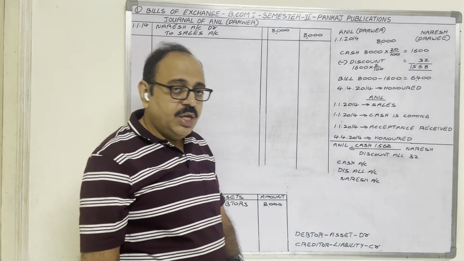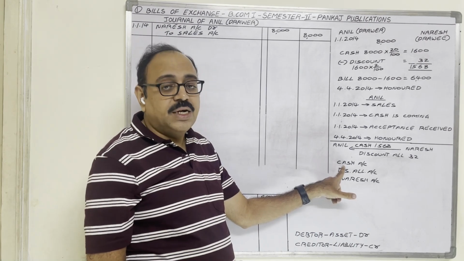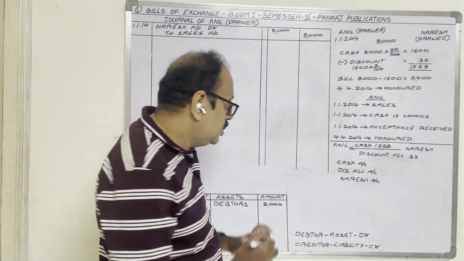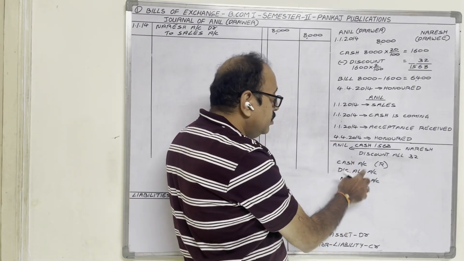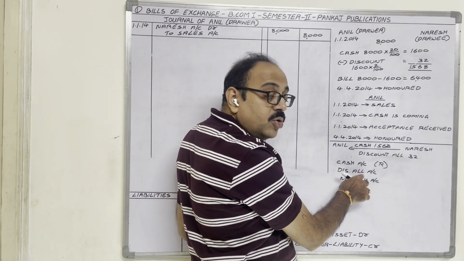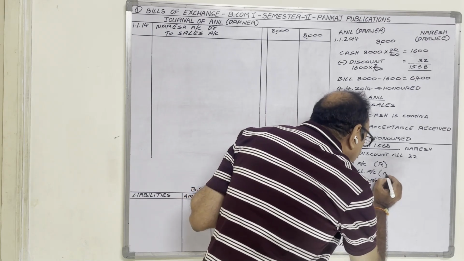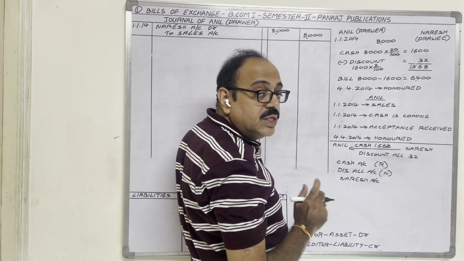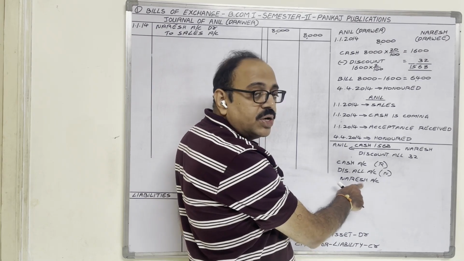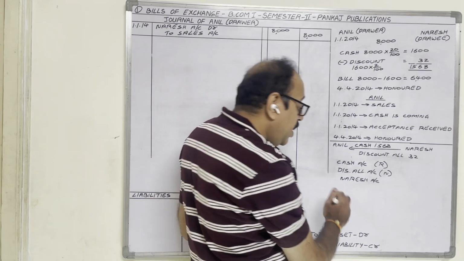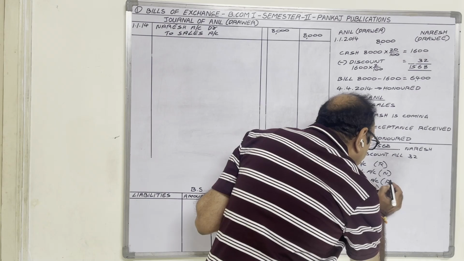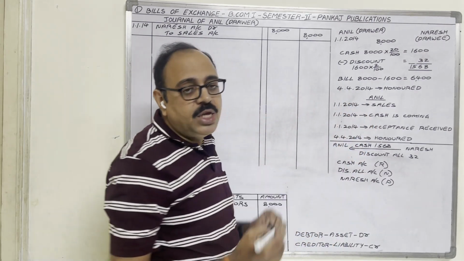Second step, grouping. Cash is an asset. All assets are real accounts. Discount allowed: for Anil, this 32 rupees is a loss, no? So losses come under nominal account. Discount allowed account is a nominal account. Naresh account, with a person's name, if you open any such account, is a personal account. Second step, grouping, is completed.